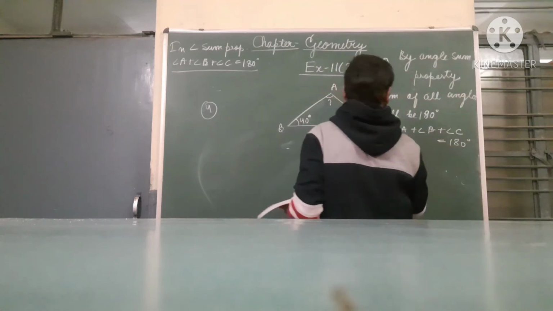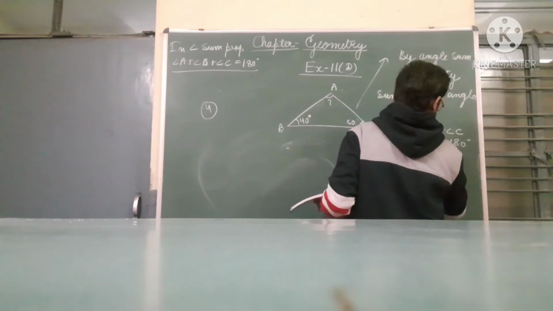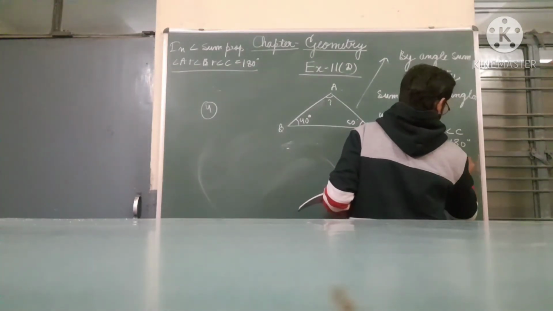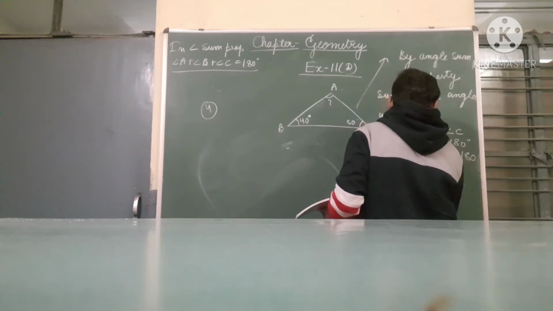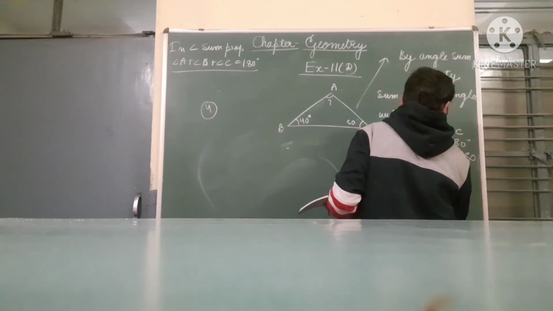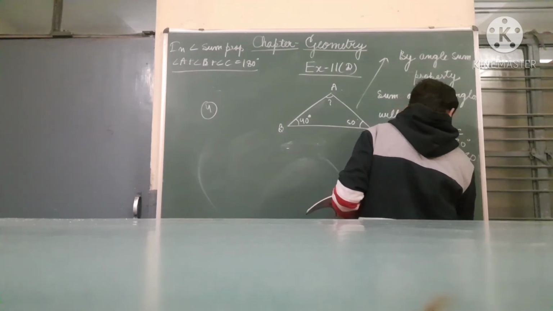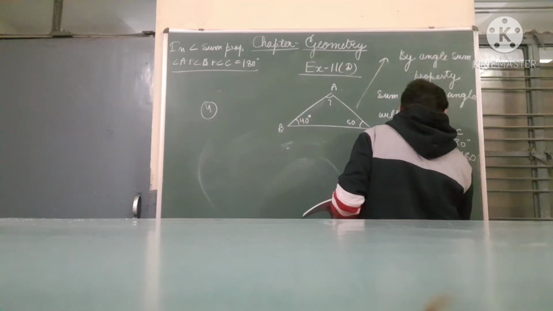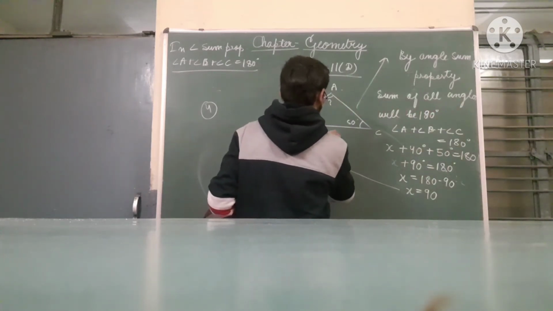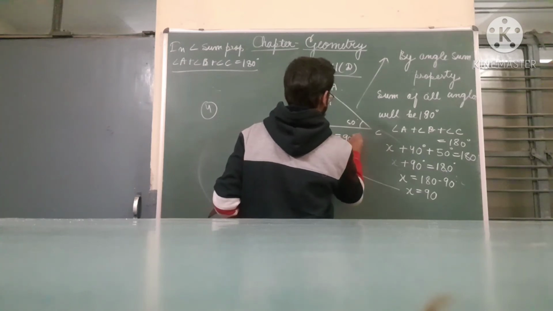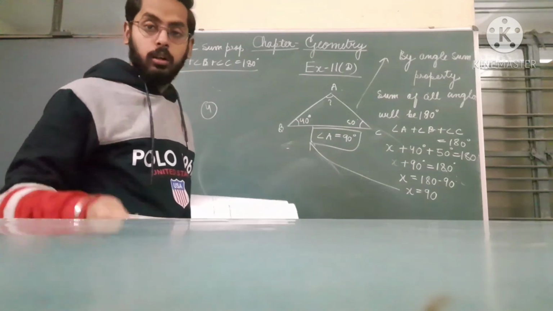We have to find the value of angle A. Suppose angle A is x, angle B is 40, angle C is 50, and that is 180. Now x plus 40 plus 50, 90, is equal to 180. x is equal to 180 minus 90. x is equal to 90. That is, angle A is equal to 90. Okay, by this we can do the questions.